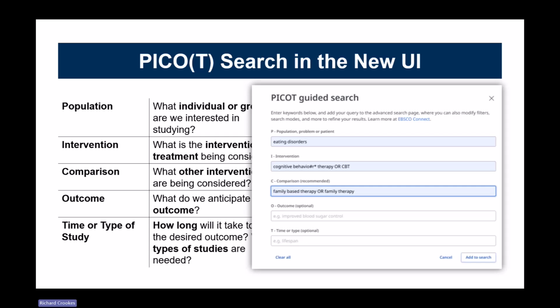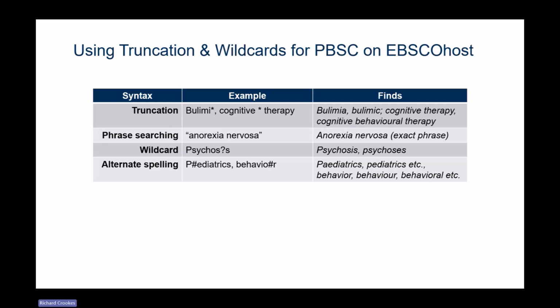And then you also have the T element, the time or type of study. So again, there could be a time frame associated with your search, but this is just highlighting the app that is available, and we'll see that live in due course. In terms of the search, we also want to consider the application of the syntax for the EBSCOhost platform. So we may have seen this in other sessions that I've been running in relation to CINAHL and Medline. So again, we're using the same platform essentially.